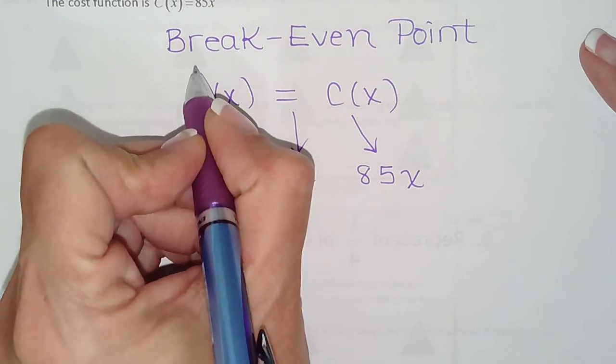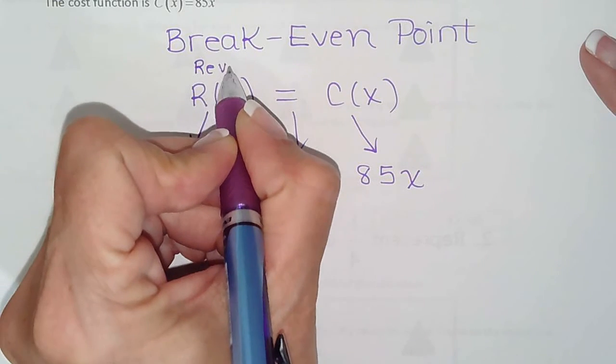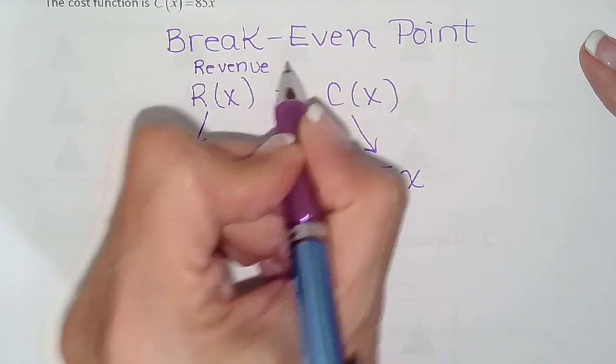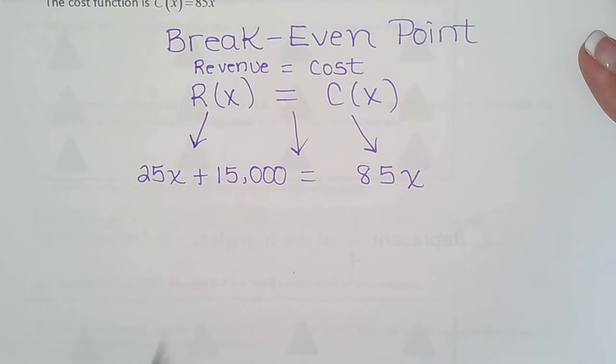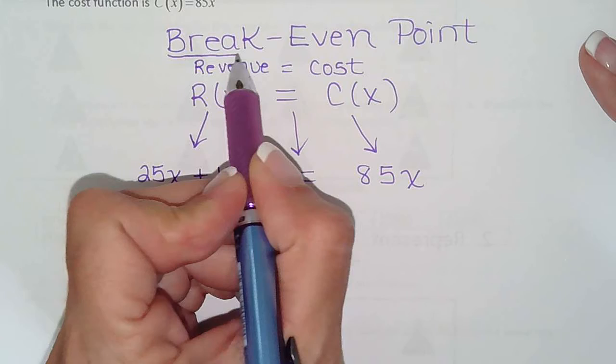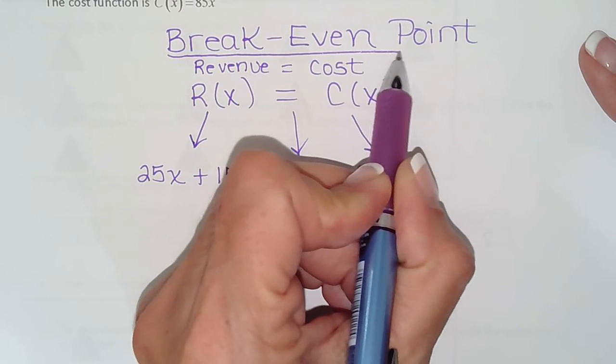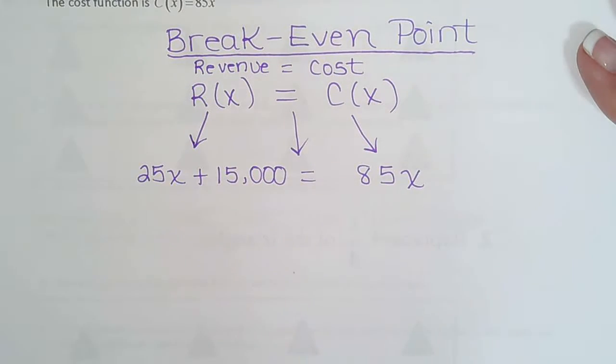So let's just write revenue equals cost, just so you kind of get that stuck in your head. So that's called the break-even point, when revenue equals cost. When your revenue is more than your cost, then you have a profit. When they're equal, it's break even.